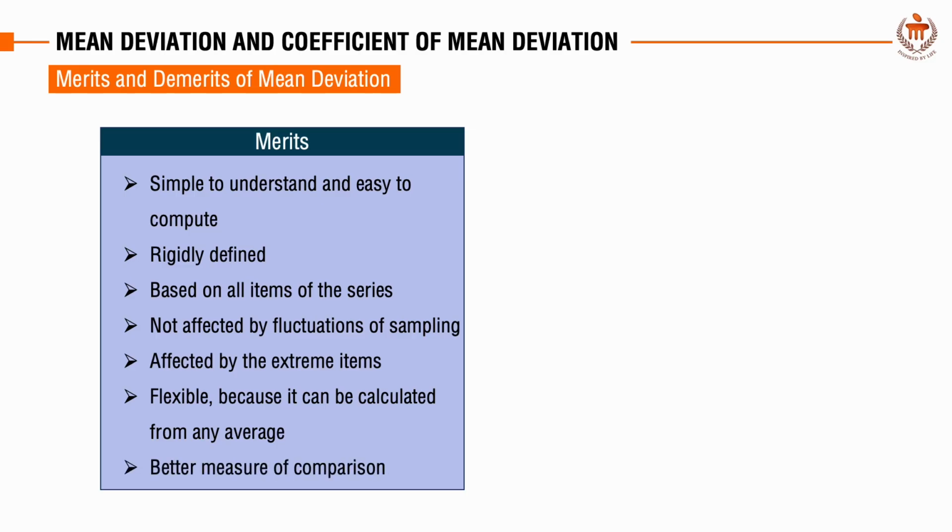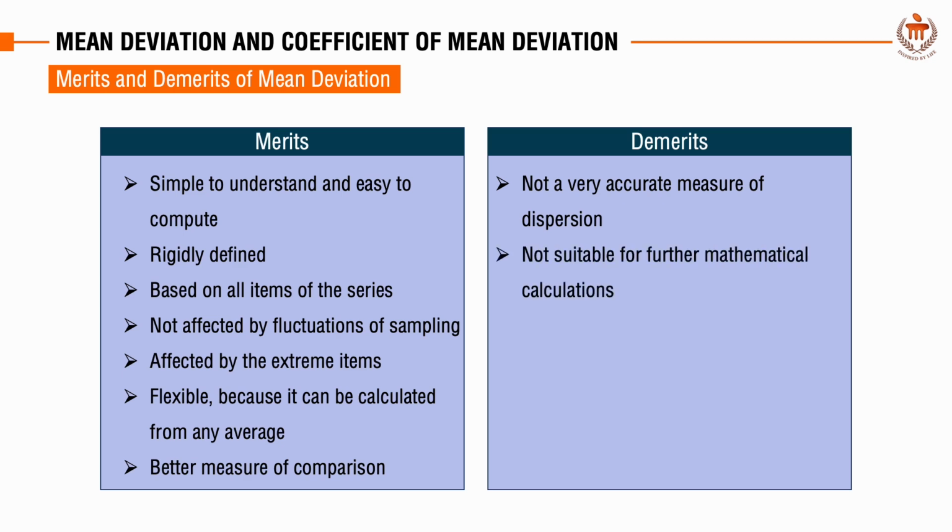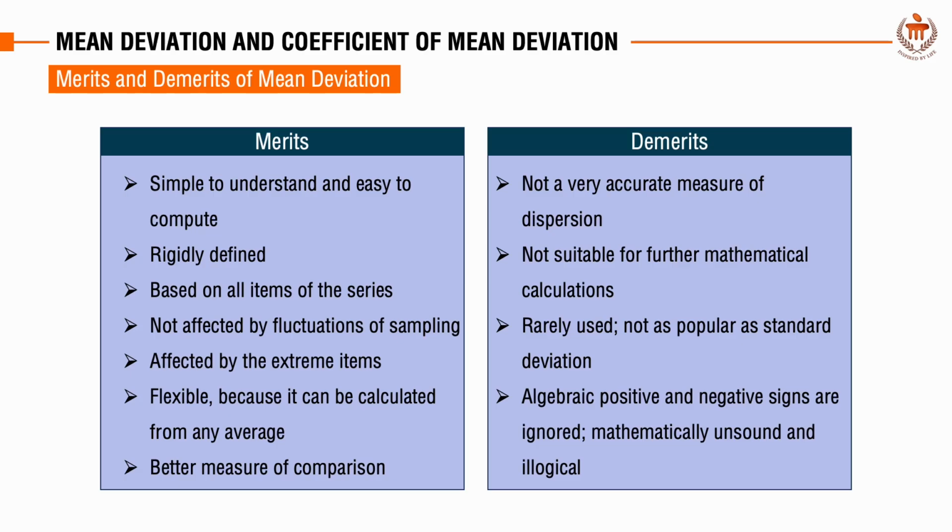It is a better measure of comparison. Talking about demerits, it is not a very accurate measure of dispersion. It is not suitable for further mathematical calculations. It is rarely used, not as popular as standard deviation. Algebraic positive and negative signs are ignored in the calculation, so mathematically it does not look very sound, and it sometimes looks illogical also.